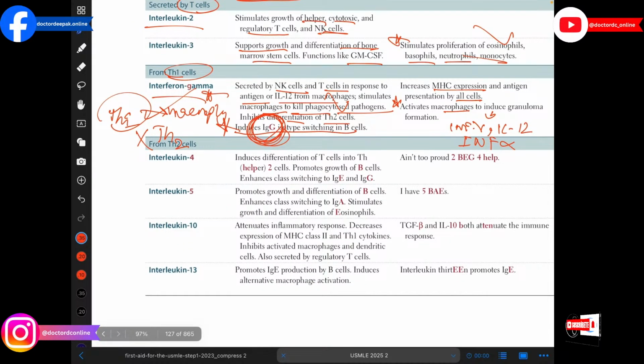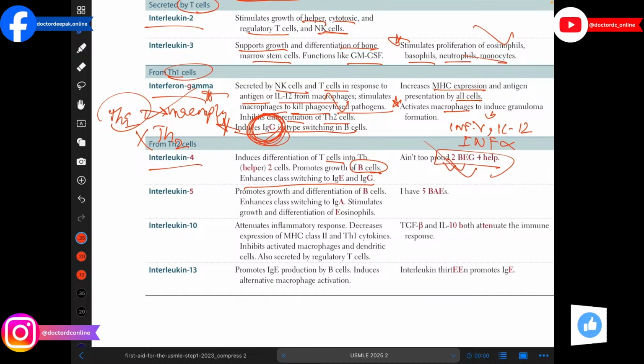From T helper cell 2, interleukin 4 is going to be released, which induces the differentiation of T cells into T helper cell 2 and promotes the growth of B cells, enhancing class switching to IgE and IgG. It's a mnemonic: too proud to beg. Beg means they promote the growth of B cells, IgE and IgG switching, and 4 helping. Interleukin 4 is doing this function, raising type 2 helper cells.